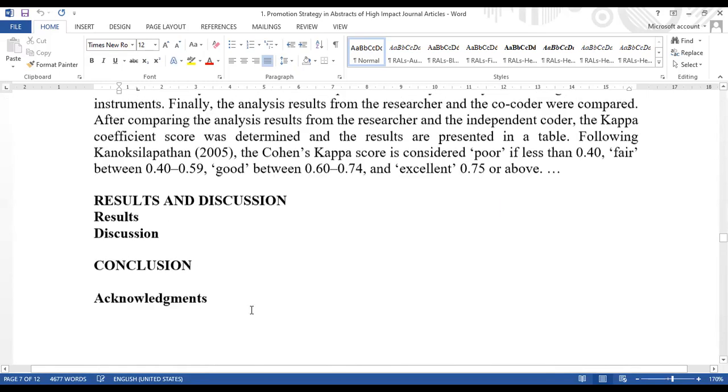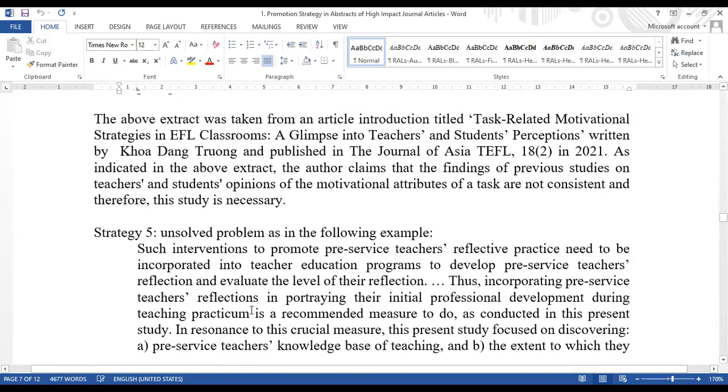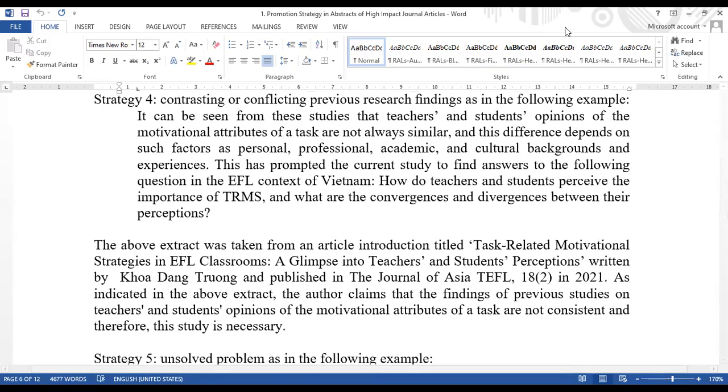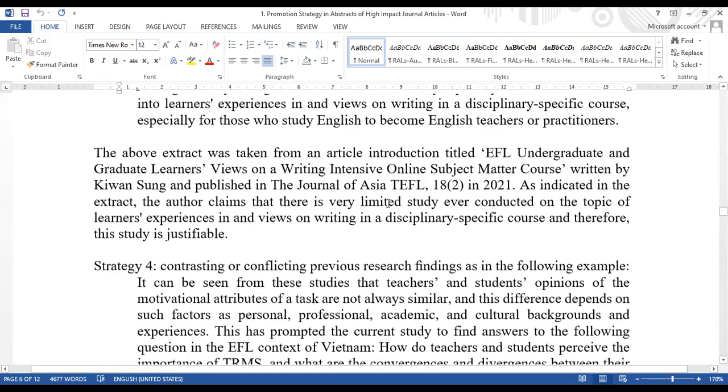Okay, so this is the draft of the research. Is it clear enough? Do you have any questions about this?